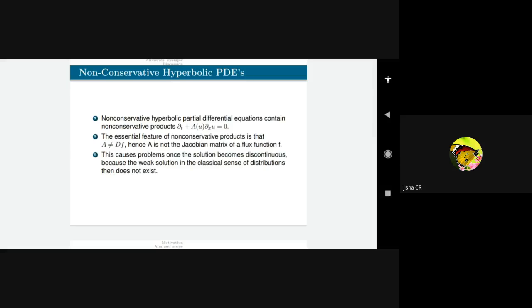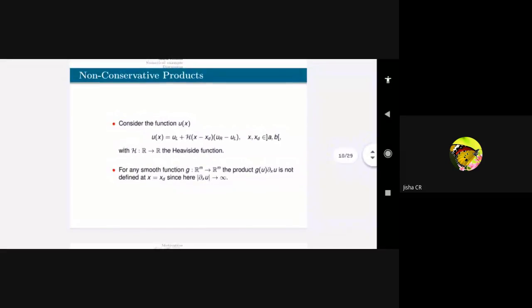Non-conservative hyperbolic PDE, as previously discussed, contains a non-conservative product, of the form ∂t u + A(u) ∂x u = 0. The essential feature of the non-conservative product is that A does not equal df, meaning we cannot write it in a differential form. And A is the Jacobian matrix of the flux function. The problem arises once the solution becomes discontinuous, because the weak solution in the classical sense of distributions then does not exist. This is the main challenge in this field.